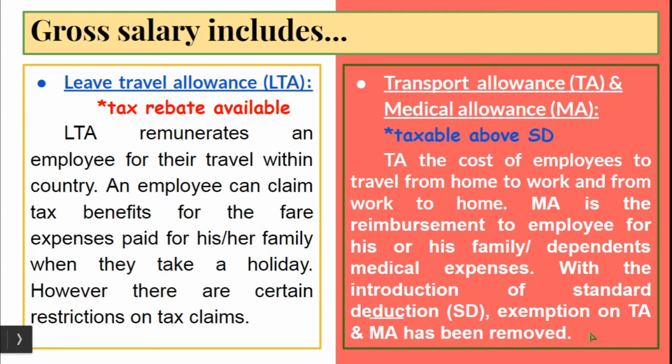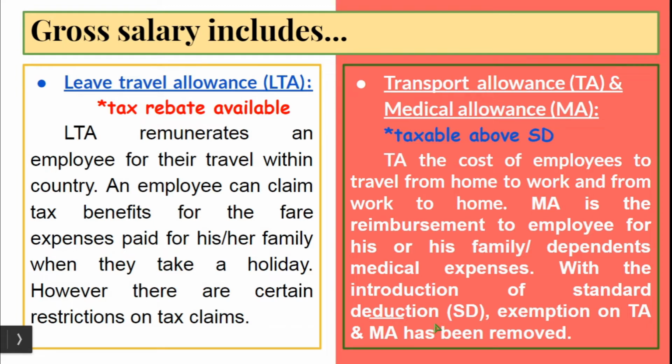Please understand that when the Indian government introduced the standard deduction, we'll understand about the standard deduction also. The time they introduced the standard deduction in April 2018, the exemption on travel and medical allowance was removed. Basically to say, earlier the travel amount paid to the employee and the medical allowances paid to the employee were tax exempted. But after April 2018, when the standard deduction was introduced, they became taxable. Now understand this completely.